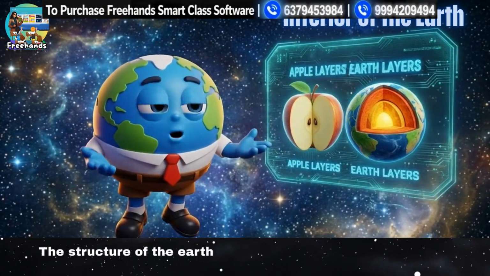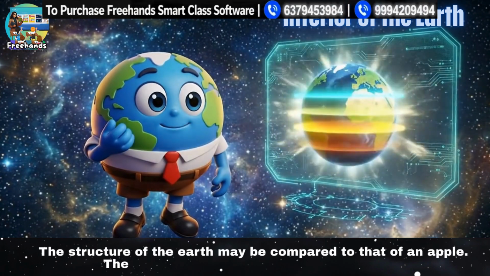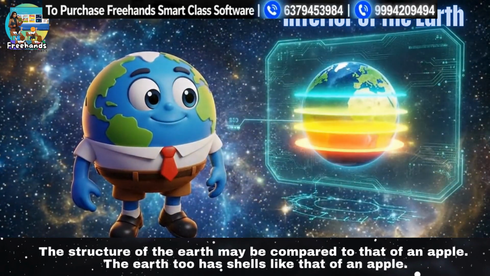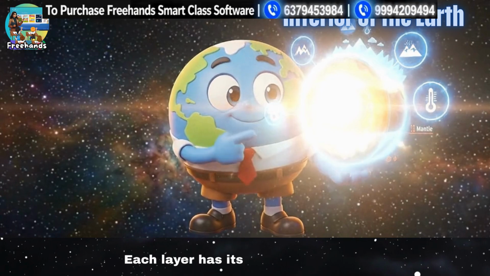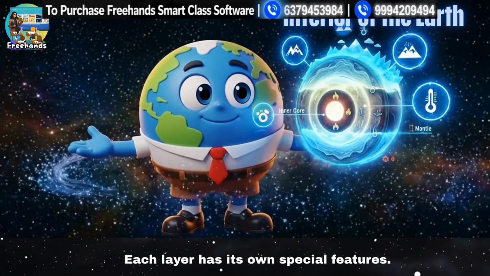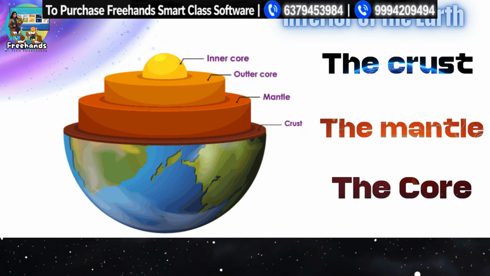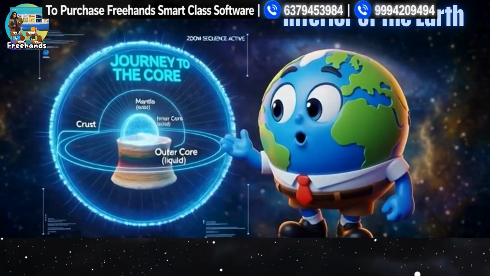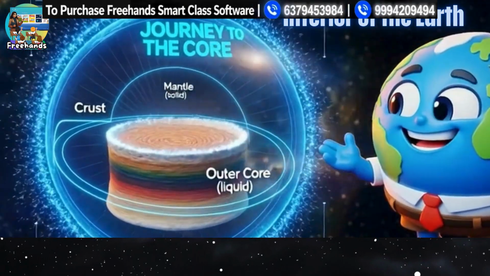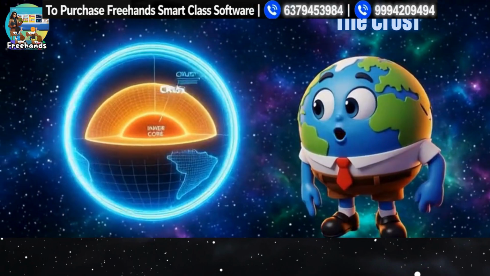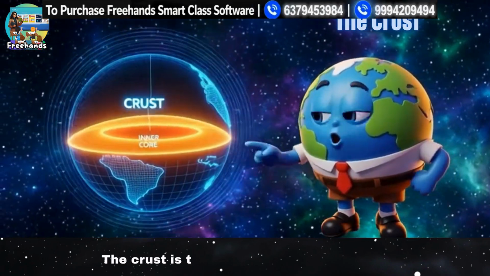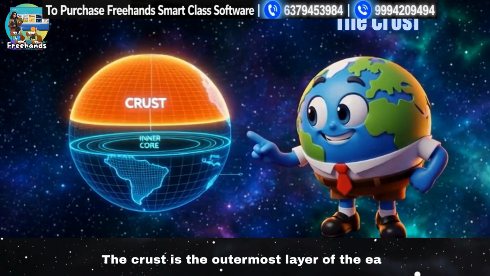Just like an apple, my body is made up of different layers. Each layer has its own special features. They are the crust, the mantle, and the core. Now, let's take a closer look at each layer. Let's start with my outermost layer, the crust.